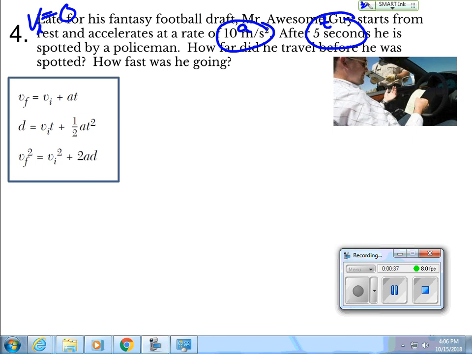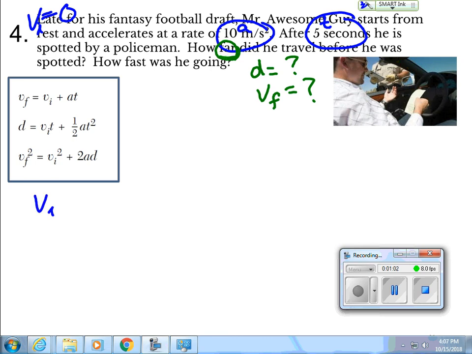So how far, not fast. I read my own handwriting. How far? So that's D, right? Did he travel before he was spotted? And then, how fast was he going? So then it asks you to find V final. So we got 2 things we're looking for. Let's see if we can find our 3 things that we know.